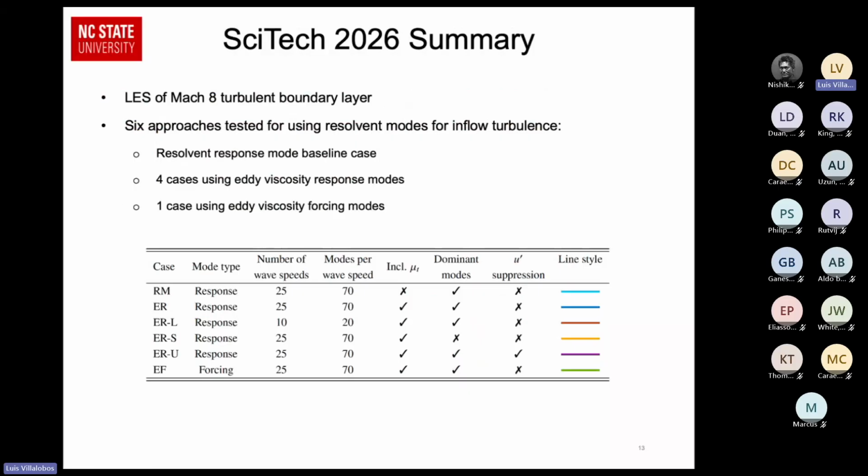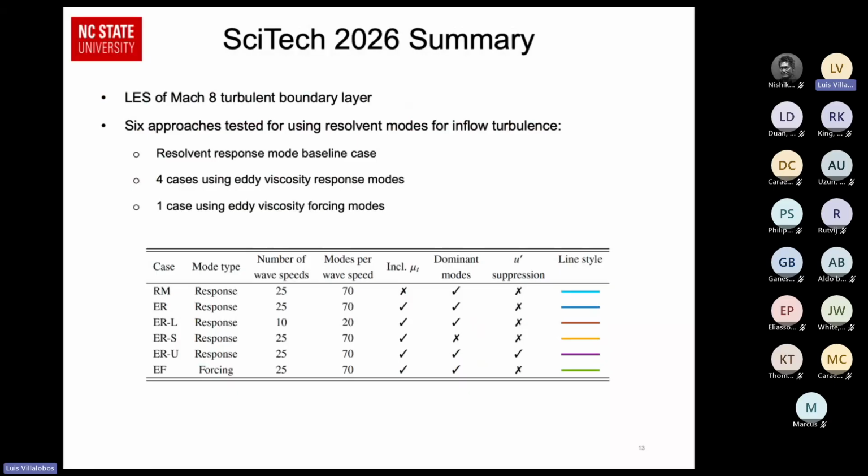Okay, the next few slides will just be going over a summary of our SciTech 2026 results. There are a few issues with these simulations, mainly that there was a bug in how we were enforcing the resolvent forcing, but I still think that we can take away some good conclusions from this study. There are a lot of parameters that you can select for this technique, including which modes you sample, how you sample them, and whether you include the eddy viscosity model. There are a lot of things that we wanted to see if they would affect the resulting boundary layer.